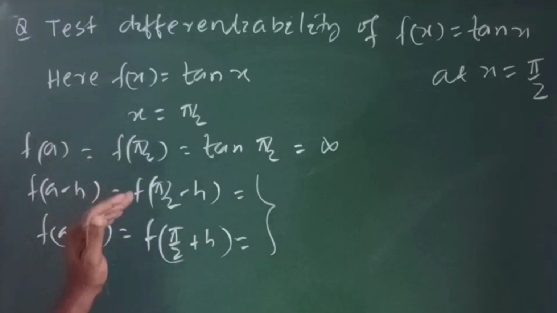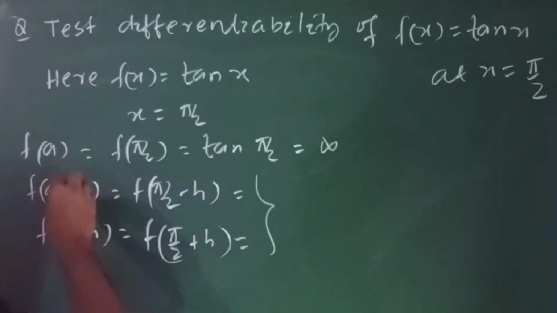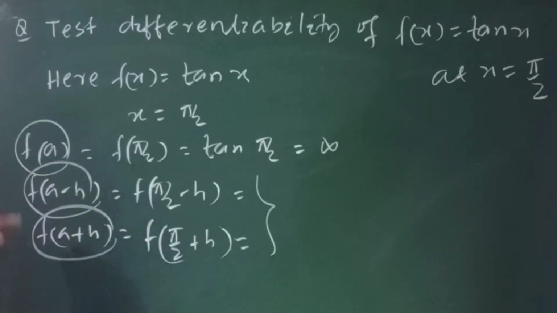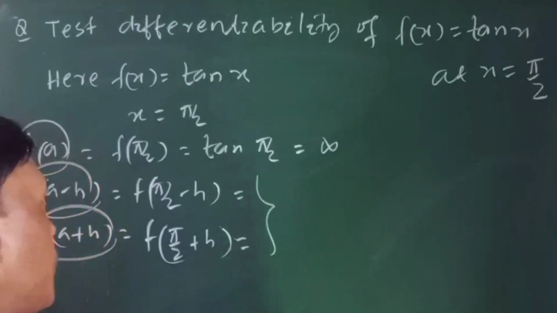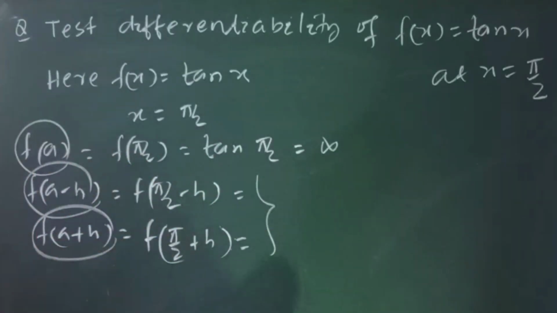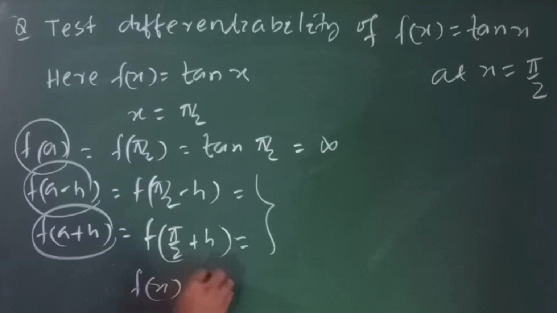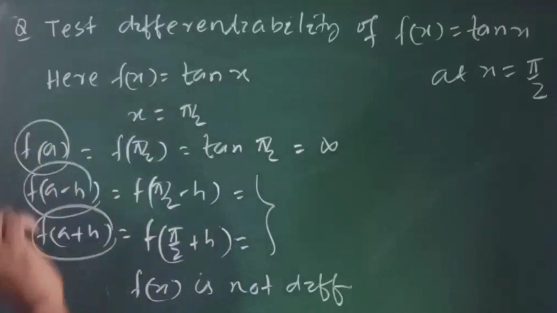इधर क्या हुआ कि f of a का वैल्यू एग्जिस्ट नहीं किया, so these three, ये जो 3 वैल्यूज हैं, इन 3 वैल्यूज में से कोई एक भी डिफाइन नहीं हो पाया, तो the function is not differentiable. सो ये तो एग्जिस्ट नहीं किया, as this is not defined, then the function f of x is not differentiable at x is equal to pi by 2.